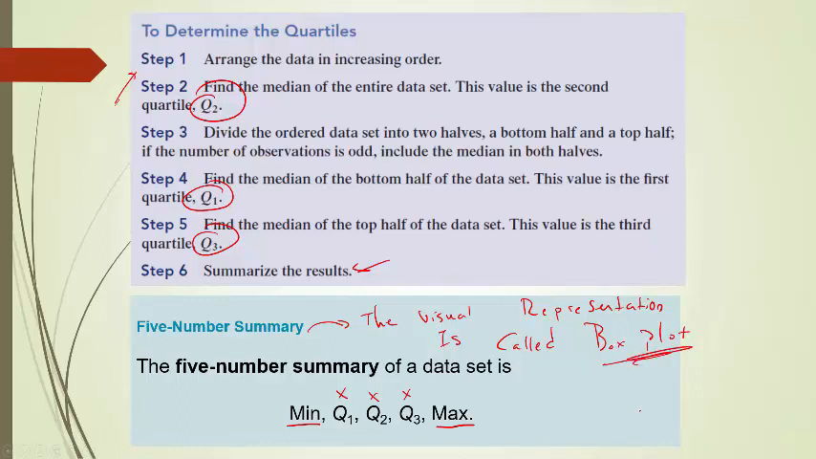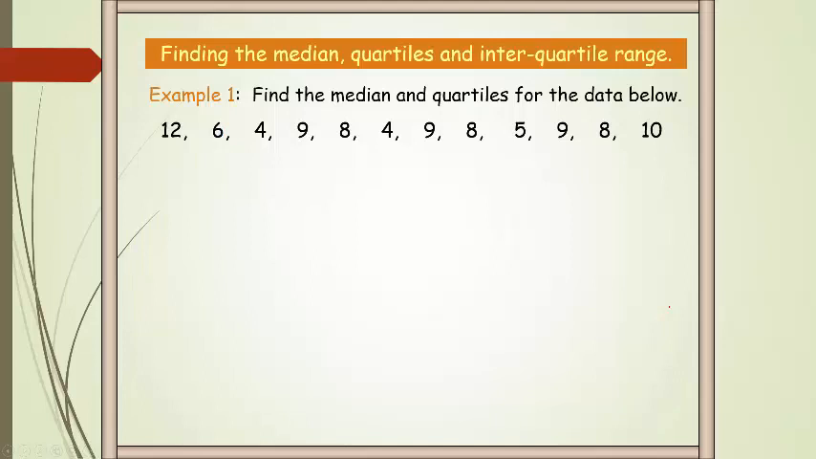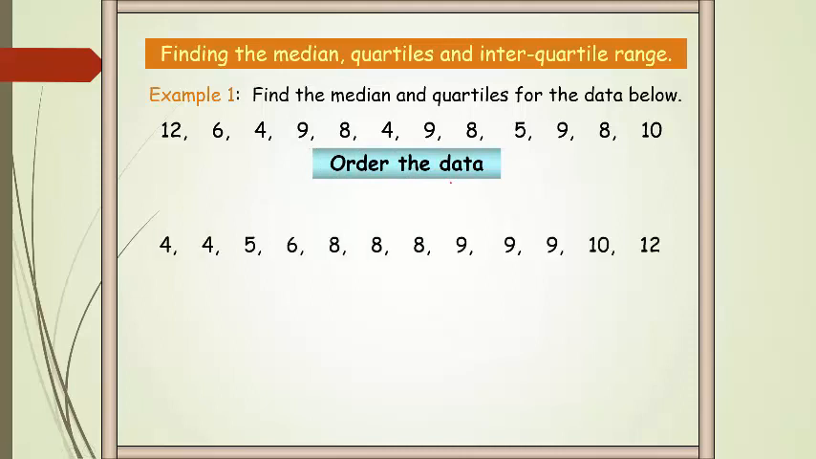So I'm going to show you now how to find these by hand and then how you sketch the box plot. Suppose you have this data set here. It says find the median and the quartiles for the data below. It's just a bunch of numbers: 12, 6, 4, 9, 8, 4, 9, 8, 5, 9, 8, 10. You're just going to order the data, and when you do, you order it this way.